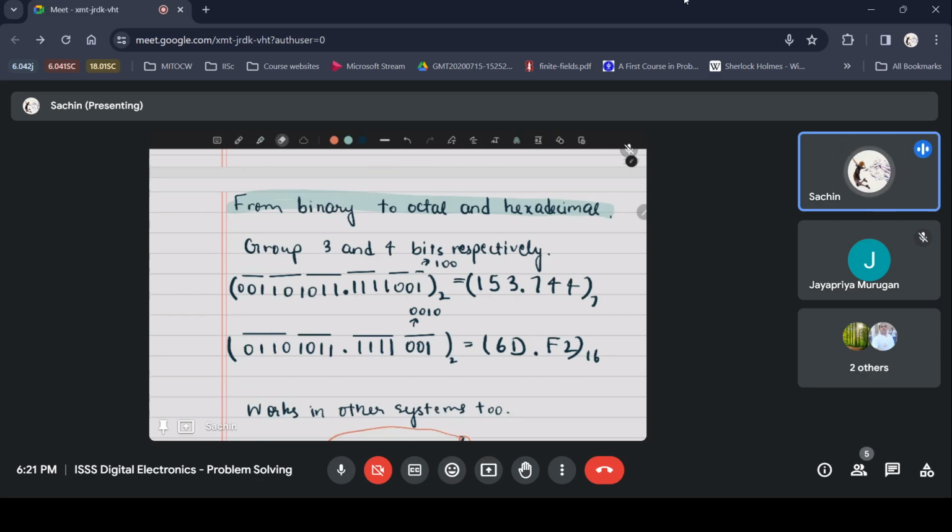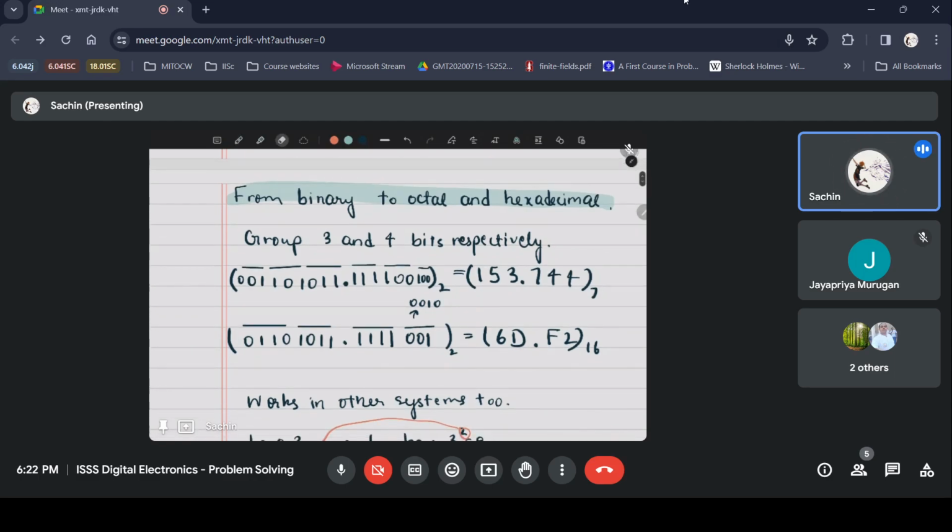When you are converting the fractional part, you start grouping from left to right. So you group these 3, then you group these 3. Then in the fractional part, you can add as many zeros to the end as you want. So you can put 2 zeros and group it to form another group, and you write the equivalent of that. So 111 is 7, 100 is 4. That's how you convert a binary number to octal.